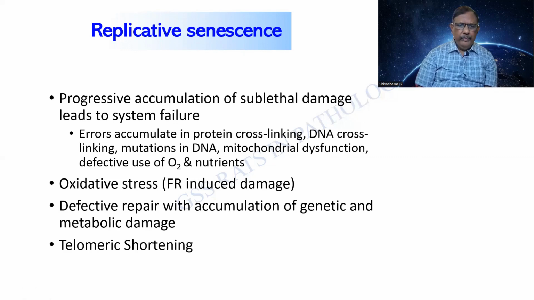Oxidative stress can be induced and it can lead to damage. Defective repair with accumulation of genetic and metabolic damage. So there is an inherited defect. At the same time, you find that there is a defect in the repair also, as a result of which there is a shortening of the lifespan. Telomeric shortening. What is this? We'll be seeing. So these are all replicative. Telomeric shortening is quite important. We shall be seeing it and writing it in detail.